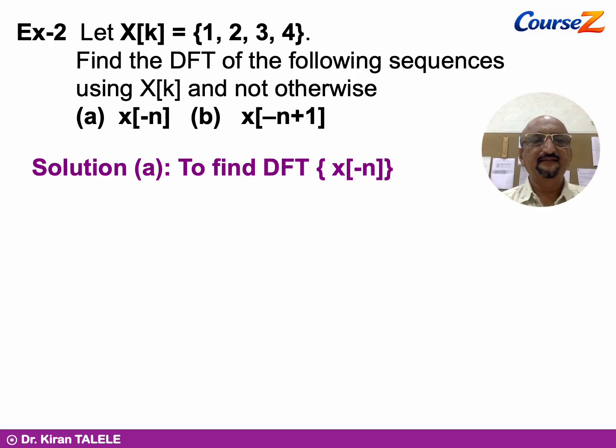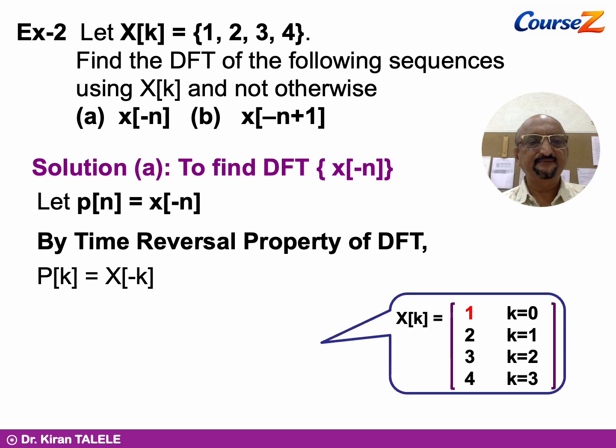X of k is given. X of k is 1, 2, 3, 4. And now we have to find the DFT of the following sequences. We want to find the DFT of x of minus n. DFT of x of minus n is X of minus k. X of k is given, 1, 2, 3, 4. First value will remain as it is. 2, 3, 4 we will write in reverse order, that is 4, 3, 2.